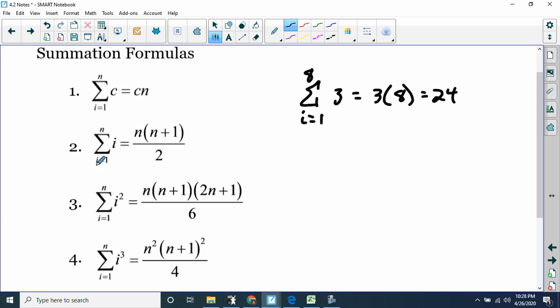If we have the sum, I starts at 1 and goes to n of I, the formula that can be used is n times n plus 1, all divided by 2. And so on. I squared and I cubed have these 2 formulas here. So take a minute, pause the video, and write down those 4 rules, and then you can start her up again.